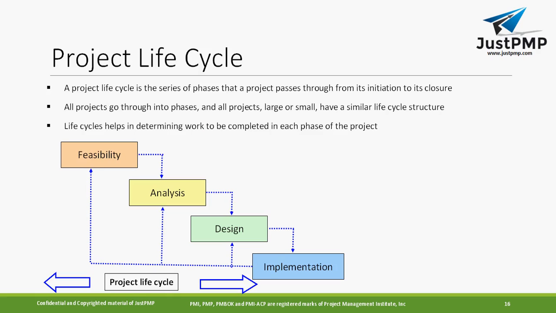Okay, the project life cycle. The project life cycle is the series of phases that a project passes through from its initiation to its closure. You can have a process like feasibility, then analysis, then after analysis you go for design, then after design you go for implementation. This is called a project life cycle, and all projects, large and small, have a similar life cycle structure. The life cycle helps in determining the work to be completed in each phase of the project. So the life cycle tells you what needs to be done in each phase: in feasibility, in analysis you complete the analysis of the project, in design you design it, and in implementation you execute it. So this is called a project life cycle.